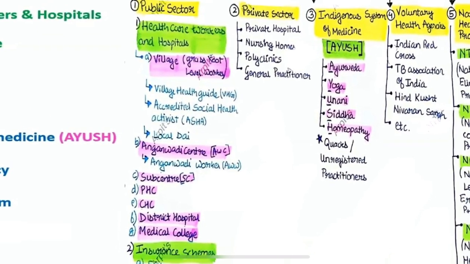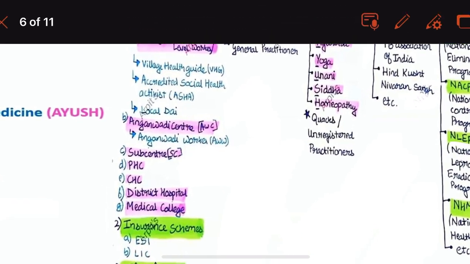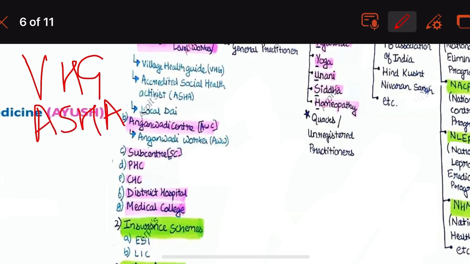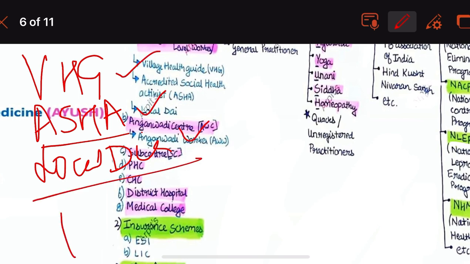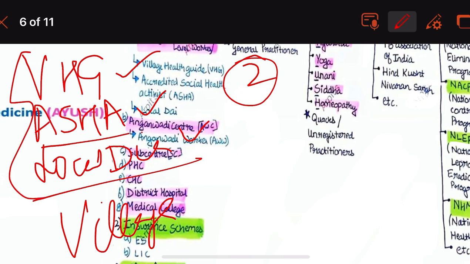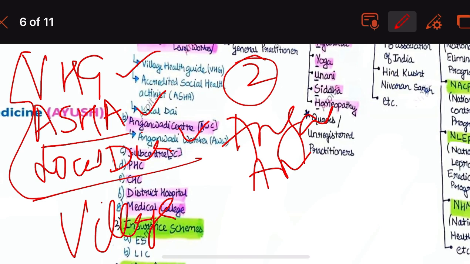So, what is the hierarchy? We have village. At the village level, we have village health guide, ASHA worker, and one local DAI for a particular village. Okay, village health guide, ASHA and local DAI. This is at the village level. And then at the village level only, there are two things. First one is these three, and the Anganwadi center will have the Anganwadi worker.